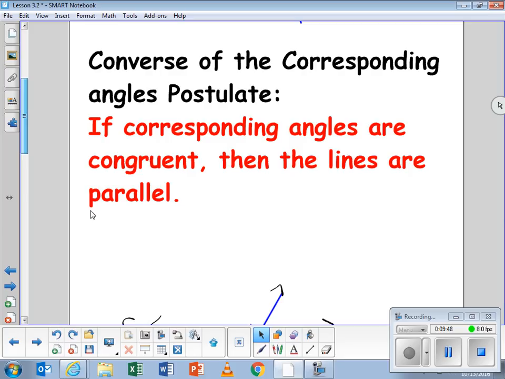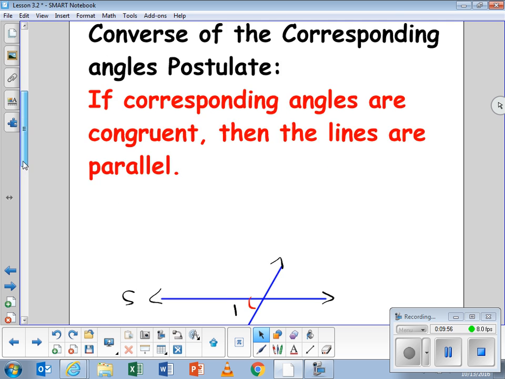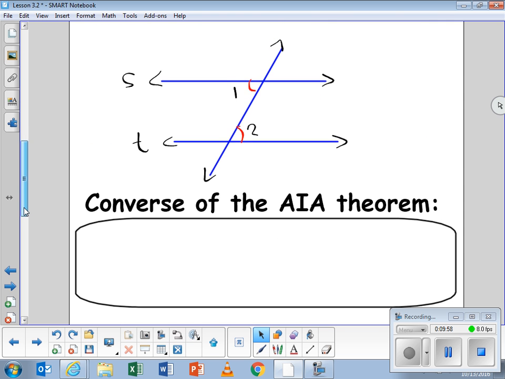Okay, the next one has a picture of 2 lines again. What kind of angles are we looking at this time? Alternate interior. What's it saying about them? A single mark on them, meaning they're congruent to each other. And what do you think the converse of the alternate interior angles theorem is going to say? If corresponding angles are congruent, then lines are parallel.